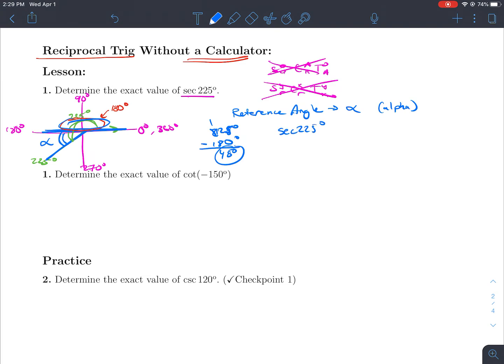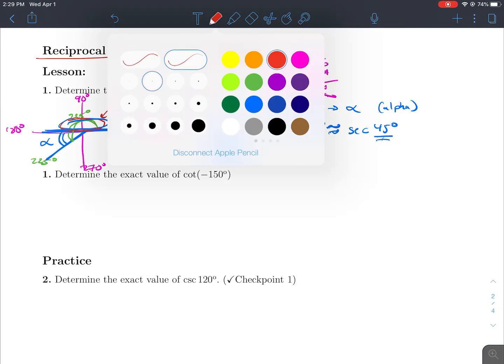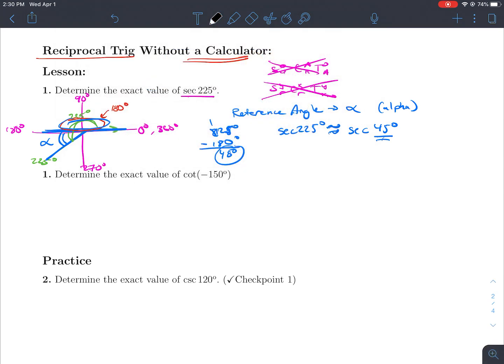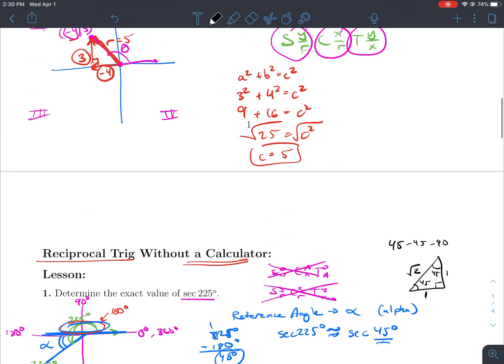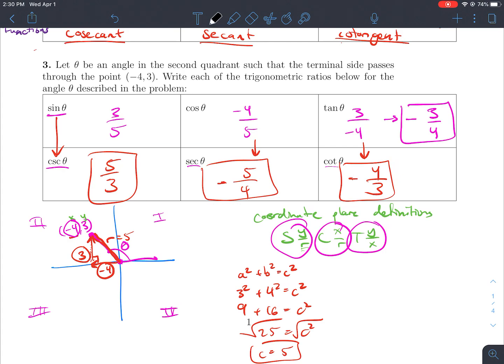So we know that secant of 225 degrees must be really close to the secant of 45 degrees. Now, for 45 degrees, I immediately draw the reference triangle. This is going to be the 45, 45, 90. So we'll do 45, 45, 90, 1, 1, root 2. And secant, we're always going to remember the order, right? Secant is the middle one, so that's going to be the flip of cosine.